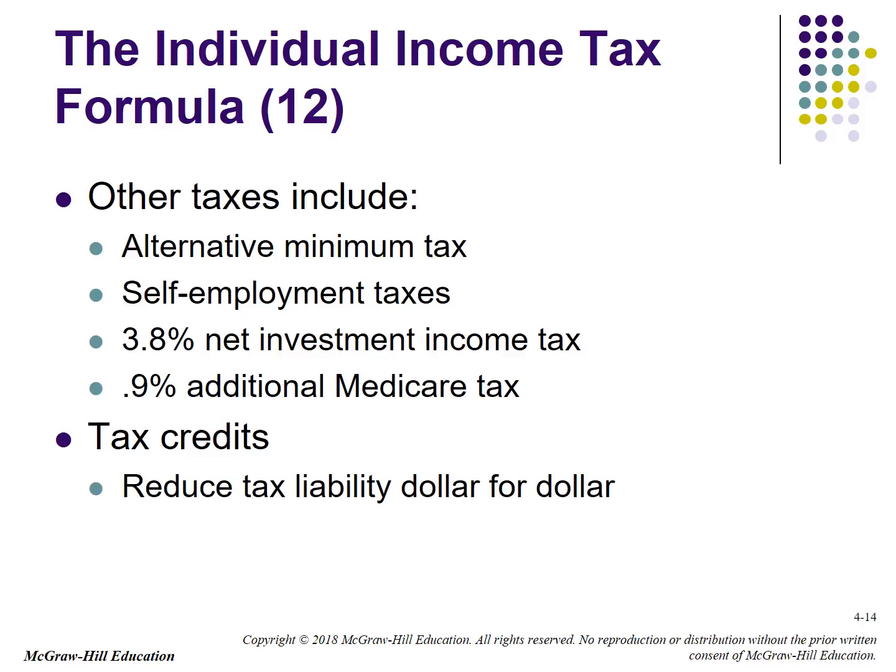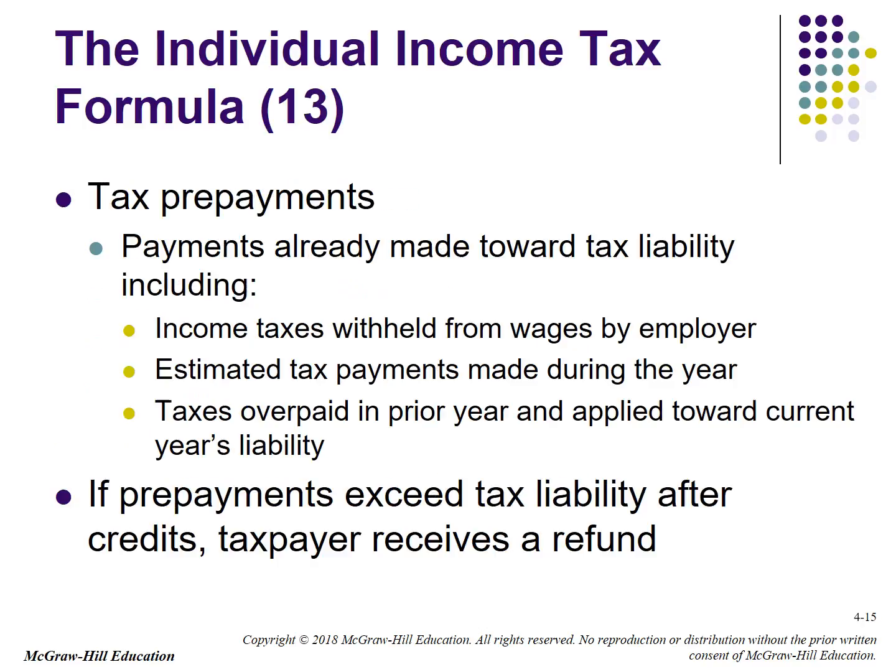And there are some other taxes. The net investment tax and the Medicare tax, I think it's going to go away, so I'm not even going to really focus on it too much. Tax credits reduce your tax liability, so the amount you owe, dollar for dollar, just like a payment does. And then we have our tax prepayments, which I've already alluded to.